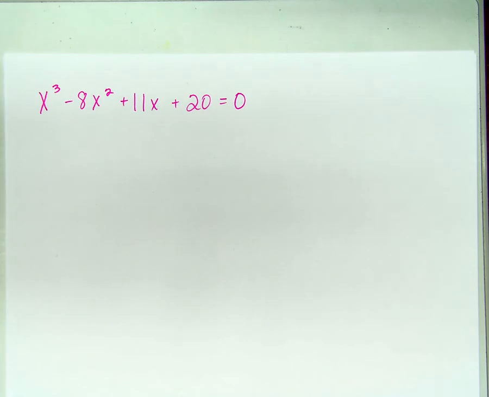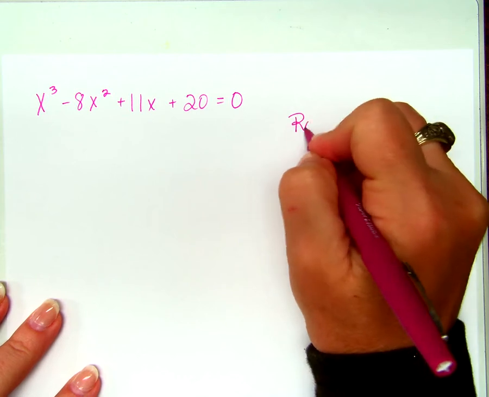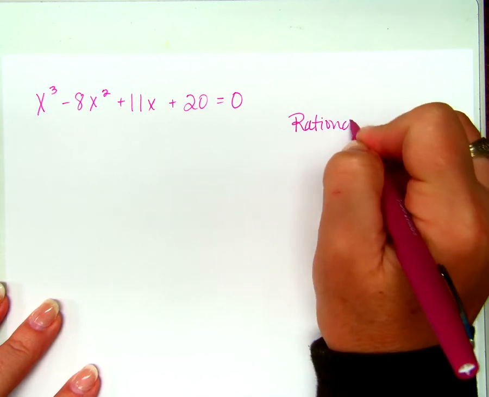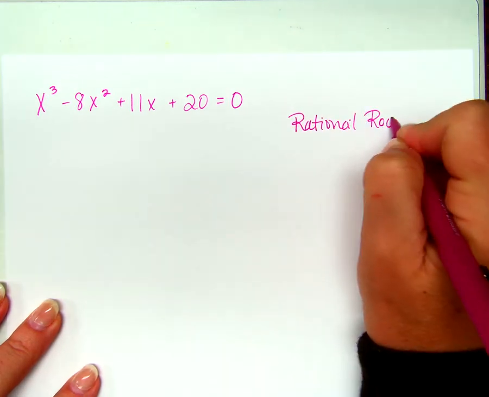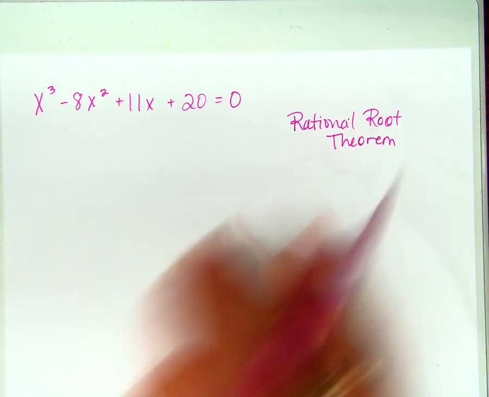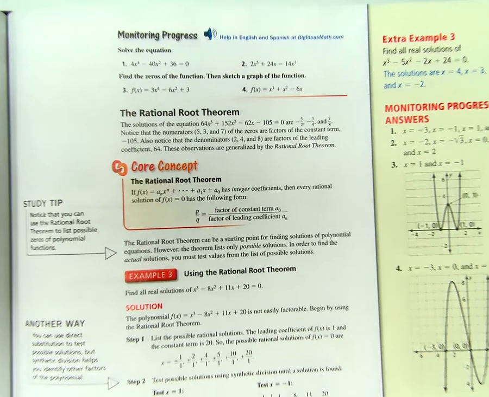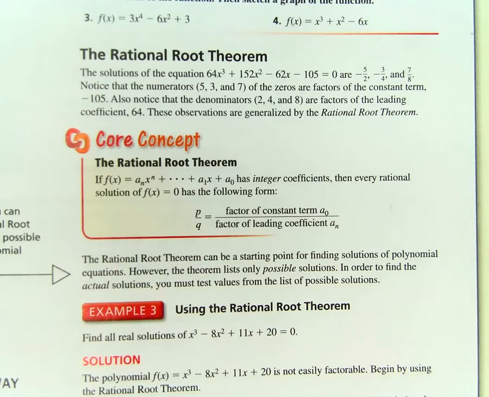So does grouping always work? No, we've got to have a plan when grouping doesn't work. Okay? So here's the plan. The plan is called the rational root theorem. I'd like to show it to you, and then I will translate it into English. Here's the rational root theorem right here.